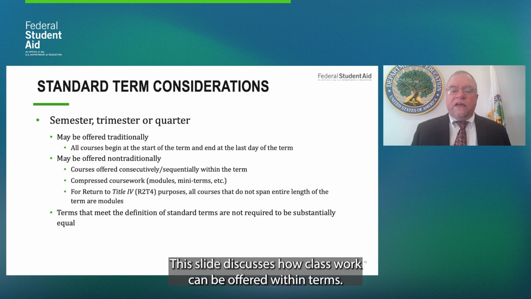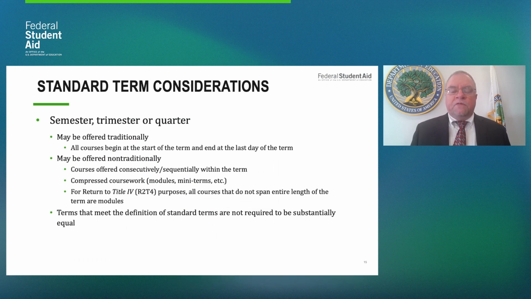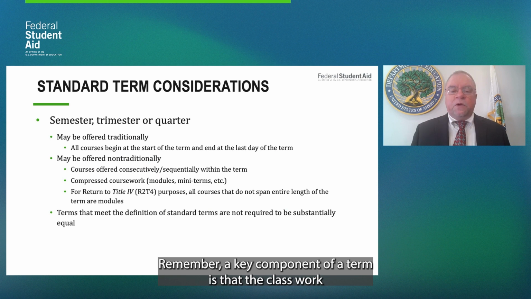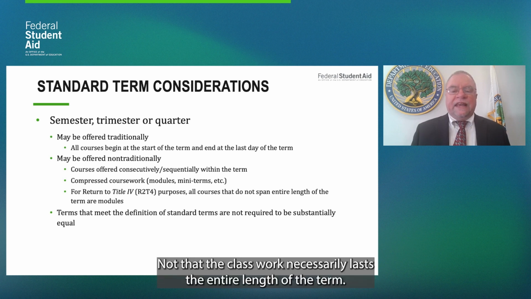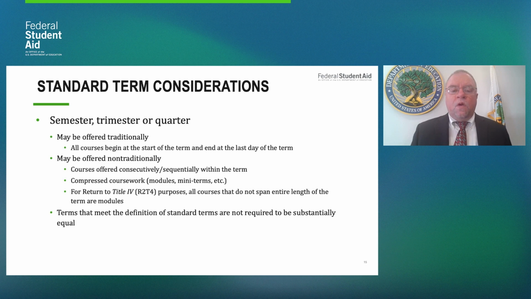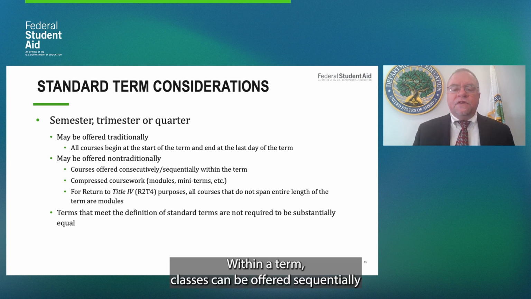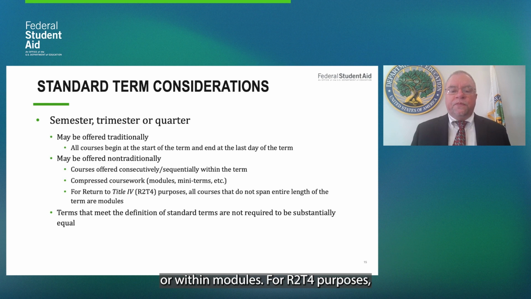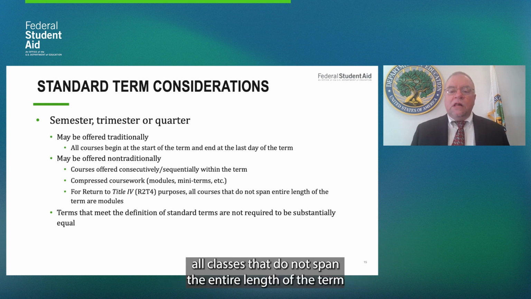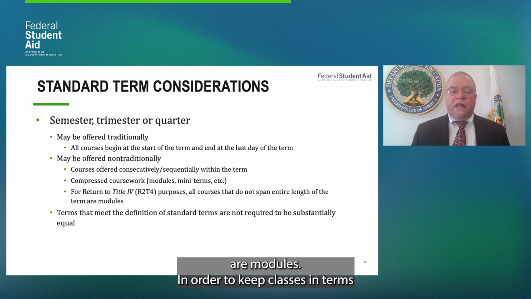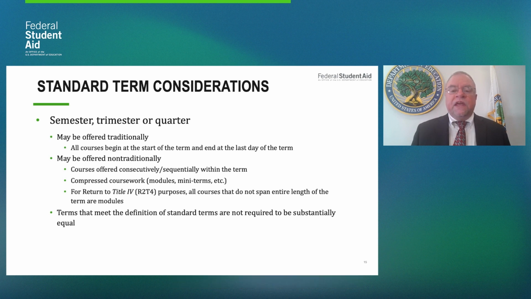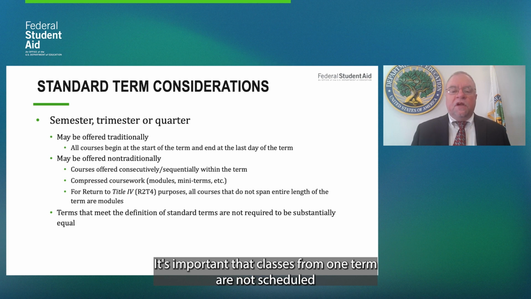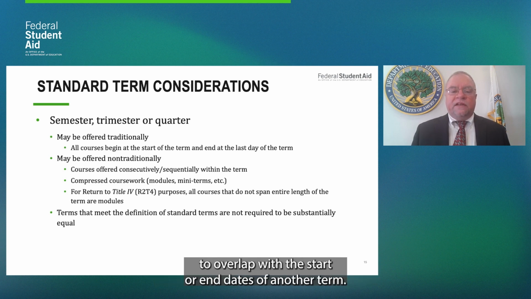This slide discusses how classwork can be offered within terms. Remember, a key component of a term is that the classwork starts and ends within the dates of the term, not that the classwork necessarily lasts the entire length of the term. Within a term, classes can be offered sequentially or within modules. For our 2T4 purposes, all classes that do not span the entire length of the term are modules. In order to keep classes in terms, and Title IV administration is often simpler if you have terms, it's important that classes from one term are not scheduled to overlap with the start or end dates of another term.